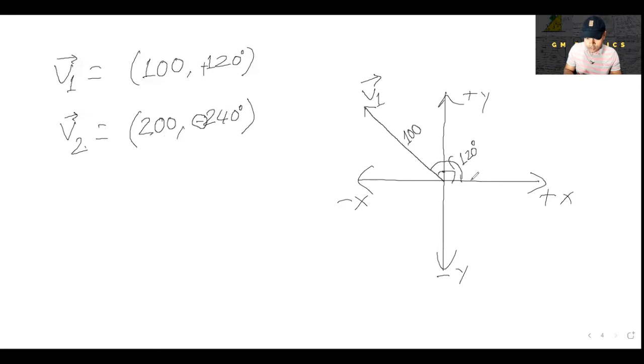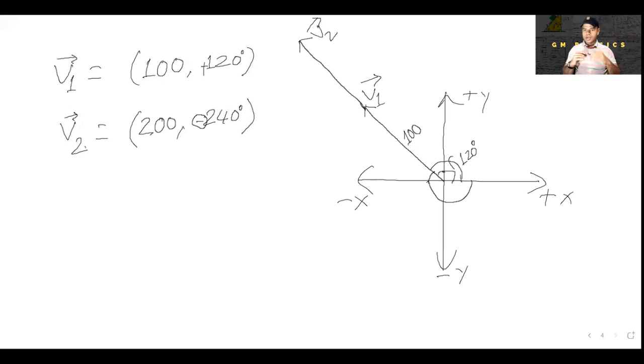So this is 180 plus 60, 240 means we come exactly along v1 vector. And since it is 200, we will draw the length exactly double of this. So this becomes my v2 vector.